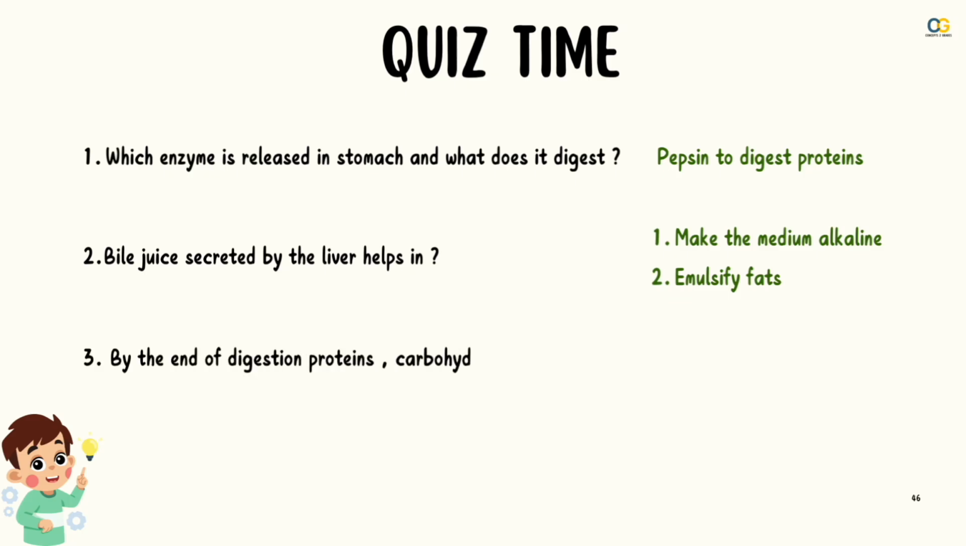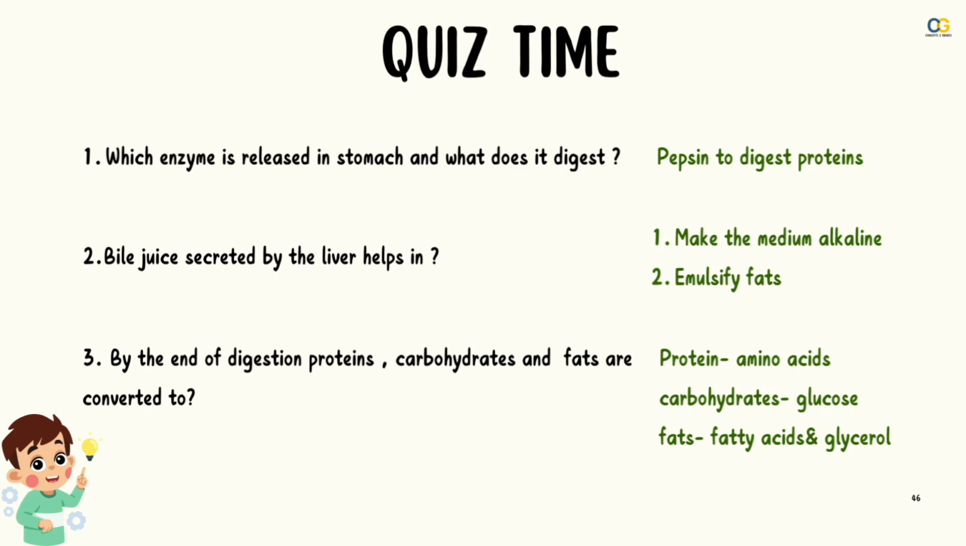Third, by the end of the digestion, proteins, carbohydrates, and fats are converted to what? Proteins become amino acids, carbohydrates become glucose, and fats become fatty acids and glycerol.